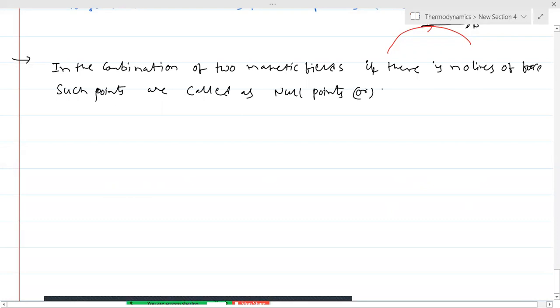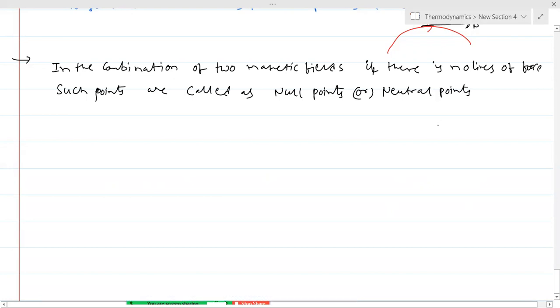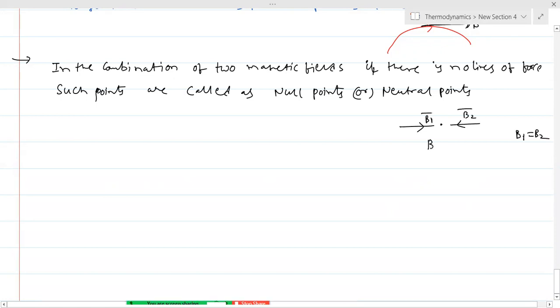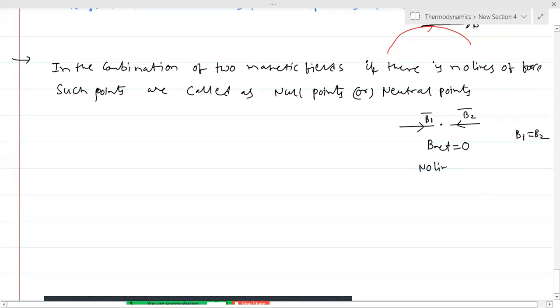Null points, or we will say those points as neutral points. That means, for example, we have two fields, let us say B1 bar in this way and B2 bar in this way, and we know that their magnitudes are equal. B1 is equivalent to B2. So in that case the net magnetic field is equivalent to 0. When the net magnetic field is 0, therefore there are no lines of force.